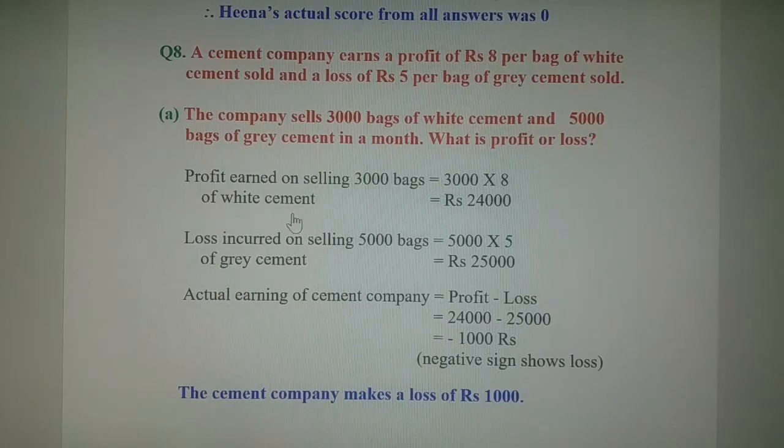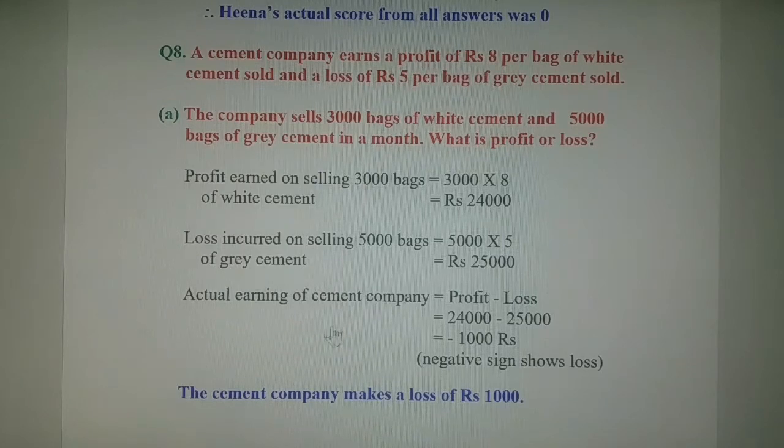Now the company is also selling 5,000 bags of grey cement. Now on selling grey cement bags, they are having a loss of 5 rupees per bag. That means on selling 1 bag of grey cement, they are making a loss of 5 rupees. So if you are selling 5,000 bags of grey cement, the company will make a loss of 5,000 multiplied by 5, that is rupees 25,000. The company is incurring a loss of 25,000 rupees on selling 5,000 bags of grey cement.